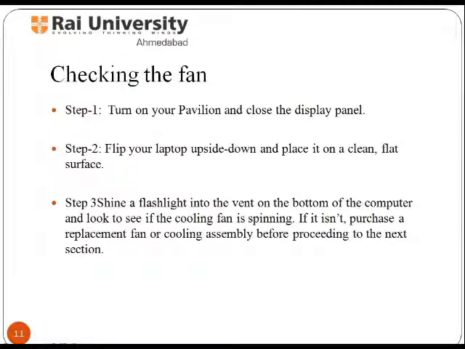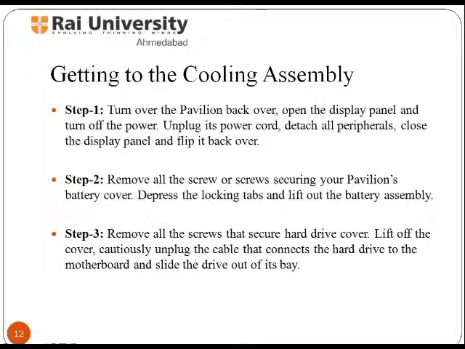Firstly, turn on your Pavilion, close the display panel and place it on a clean surface. Now look to see if the cooling fan is spinning. If it is not running, then purchase a replacement fan or cooling assembly before proceeding to the next section. Now to get to the cooling assembly, firstly you have to open the display panel, turn off the power, then unplug the power cord and detach all peripherals. Now close the display panel and flip it back over.